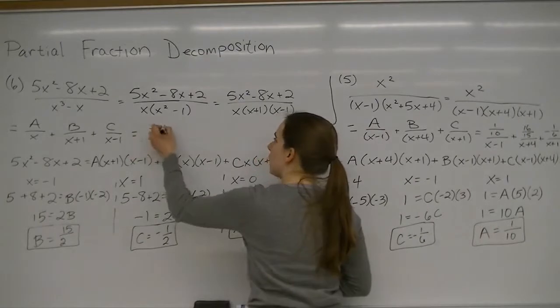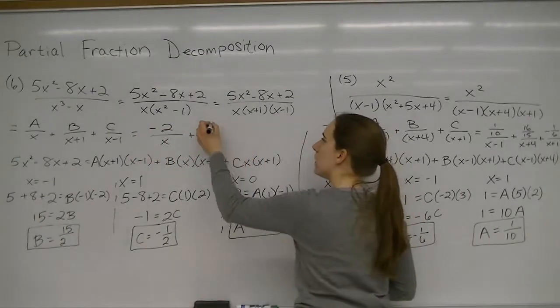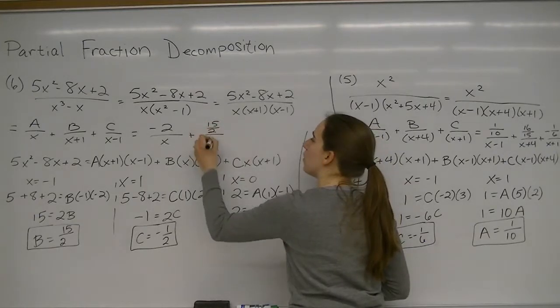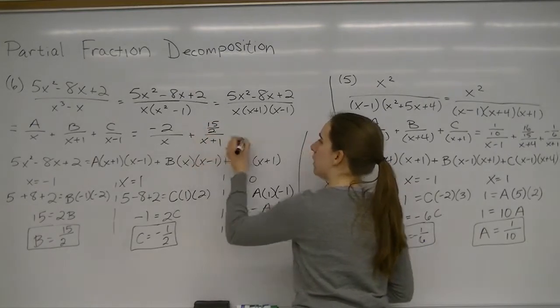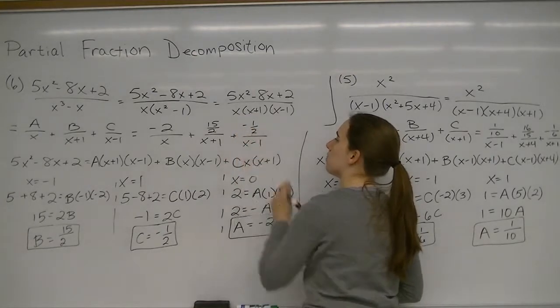So if we rewrite this, we get negative 2 over x plus 15 halves over x plus 1 plus negative 1/2 over x minus 1.